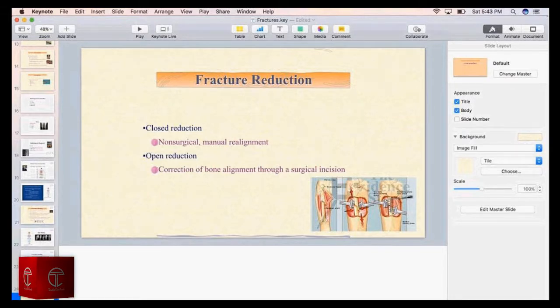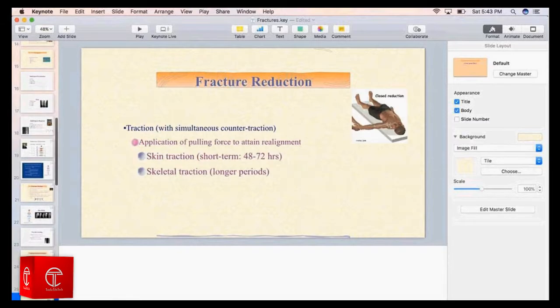So closed reduction, non-surgical manual alignment, or open reduction: these are the two basic methods. Traction is another method of reducing the fracture. We have skin traction and skeletal traction. I think we will discuss skin and skeletal traction in detail in our coming classes.